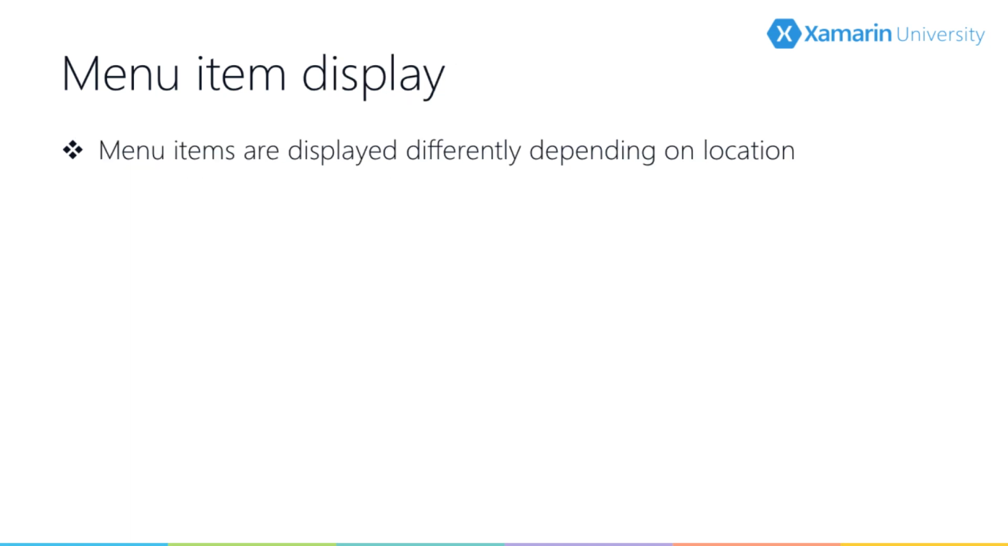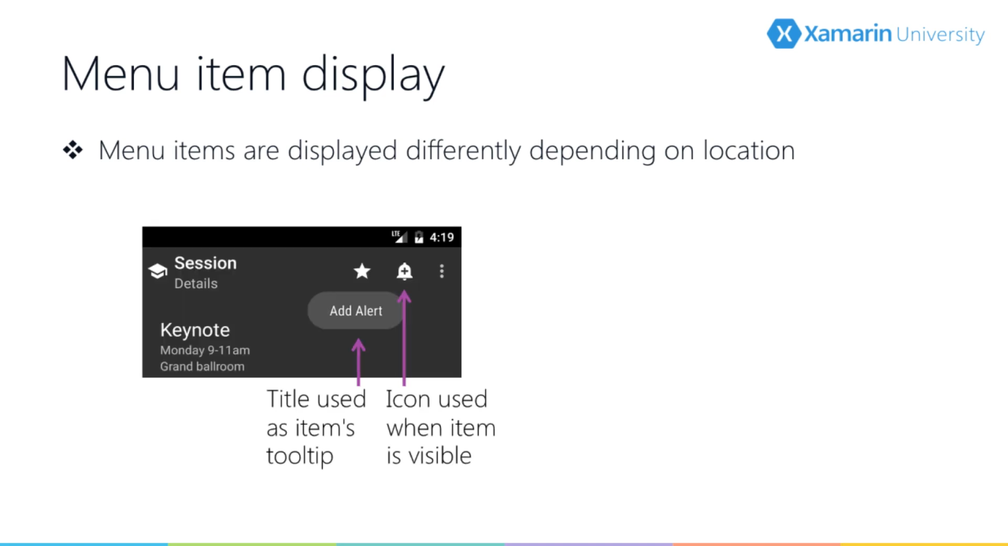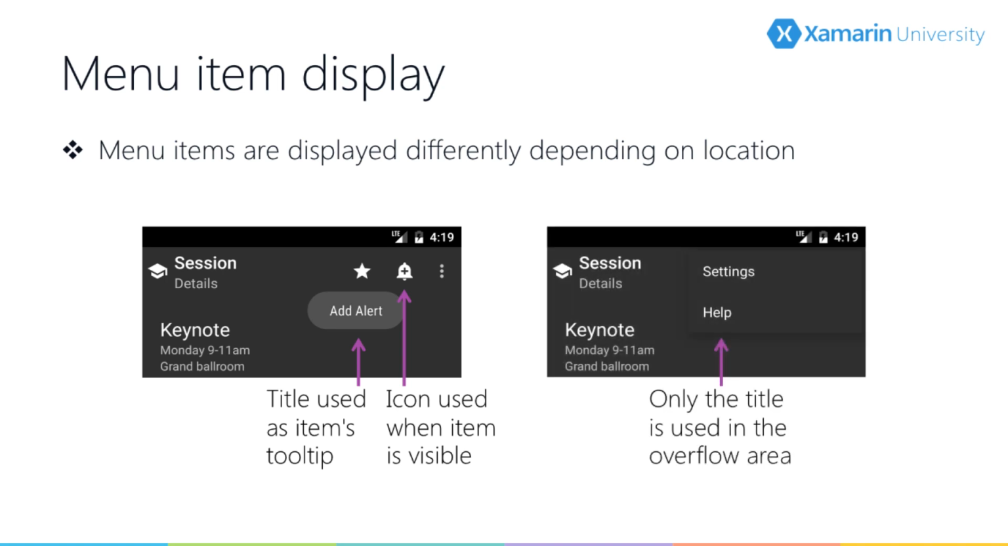What the user sees depends on where the item is being displayed. If it's directly on the toolbar, so it's visible, then all the user is going to see is the icon. If they do a long press on the icon, the title will pop up as a tooltip. Things in the overflow area only show the title, so you're not going to see the icon in that case.